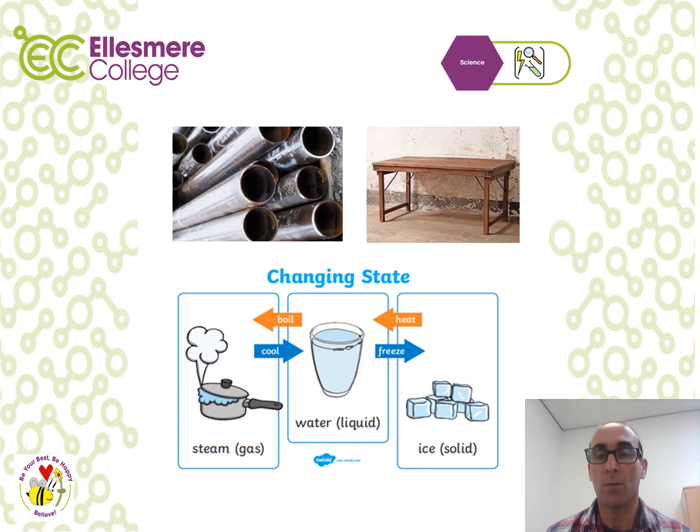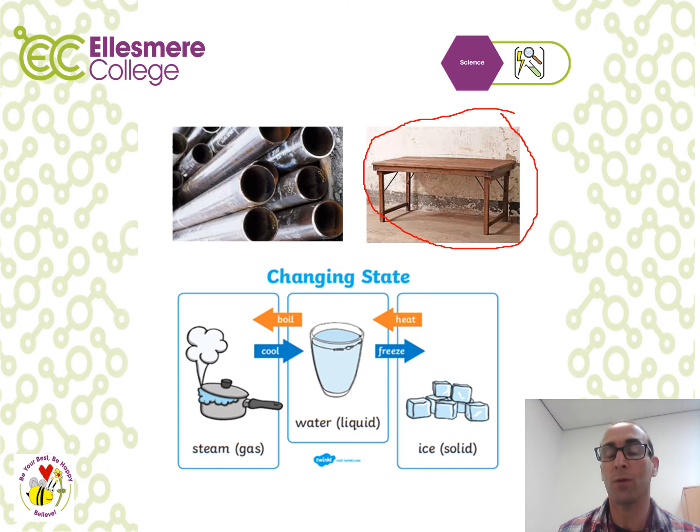In science, we're going to start by looking at materials and their properties. So, for example, your table may be made out of wood, whereas you wouldn't necessarily want your duvet made out of wood. You would want it to be made out of a material with more softer properties, such as cotton.